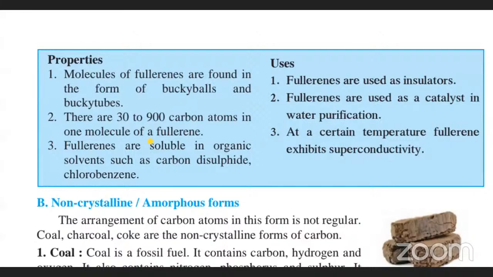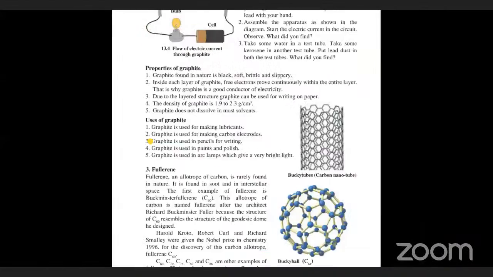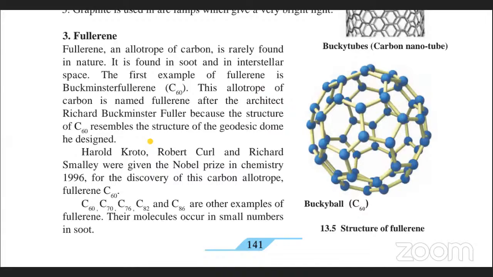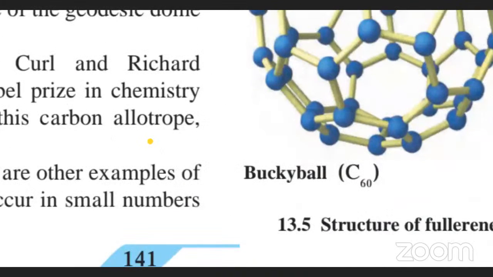The fullerene we have just studied consisted of how many carbon atoms? 60, right? This structure which I have shown you, this buckyball structure, C60, it is written. See here, buckyball C60. So this fullerene consists of 60 carbon atoms.